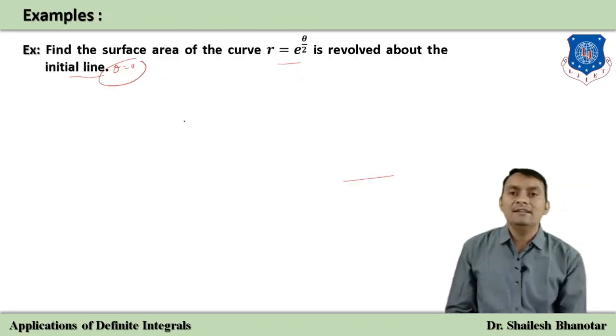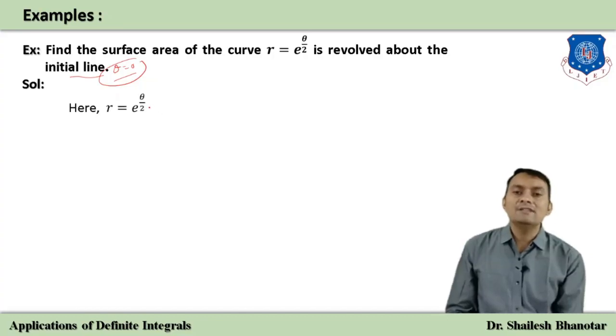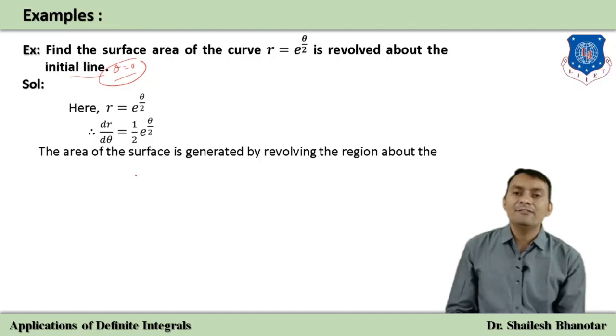So let us understand the first question. Find the surface area of the curve r equal to e raised to theta by 2 revolved about the initial line, and the initial line is what? Exactly, theta equal to 0. Here r is equal to e raised to theta by 2, so you can determine dr by d theta. The surface is generated by the revolution about the line theta equal to 0, that is the initial line. So theta varies from 0 to pi only.